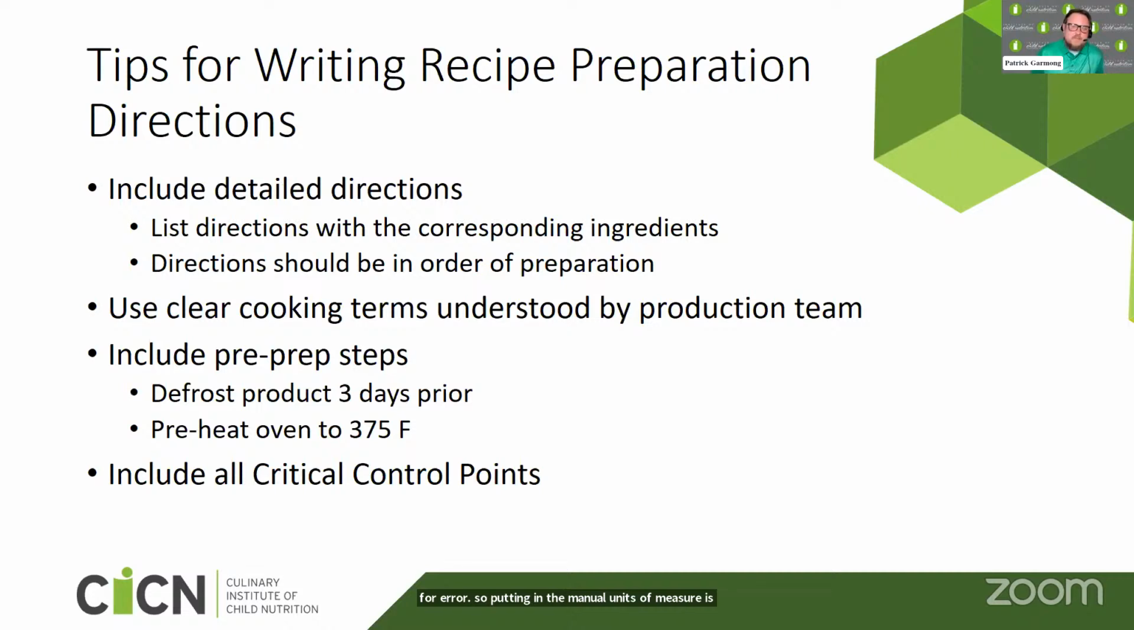Additional tips include writing the recipe's preparation directions. So we want to make sure that they're listed very detailed. We want to make sure that they correspond with the ingredients that's being utilized. So the ingredient listed on the left, in the center, your measurable amounts, and then on the right, detailed instructions. And again, you want to make sure they're in order of preparation. You don't want someone to get all the way down to step 7 and then realize step 8 has to do with something they should have done up in step 1 or 2.